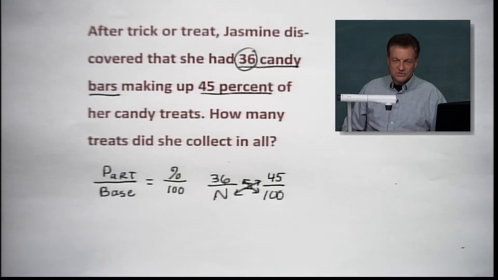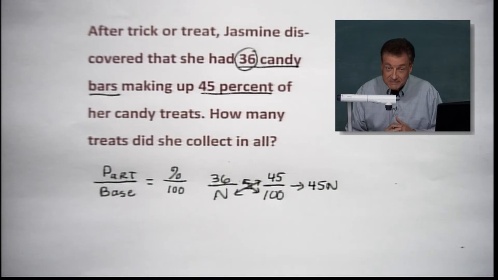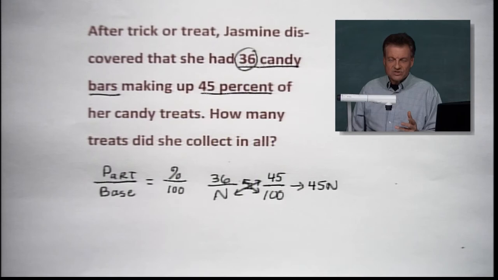Let's see where we're going to go. I am going to cross multiply, as I said. So here we go. We have 45 times N, we'll just write that as 45N, because that's what that means, by the way. Sometimes people ask me, what is that 45N or something times N? I said, what's multiplication? That's what it actually looks like.